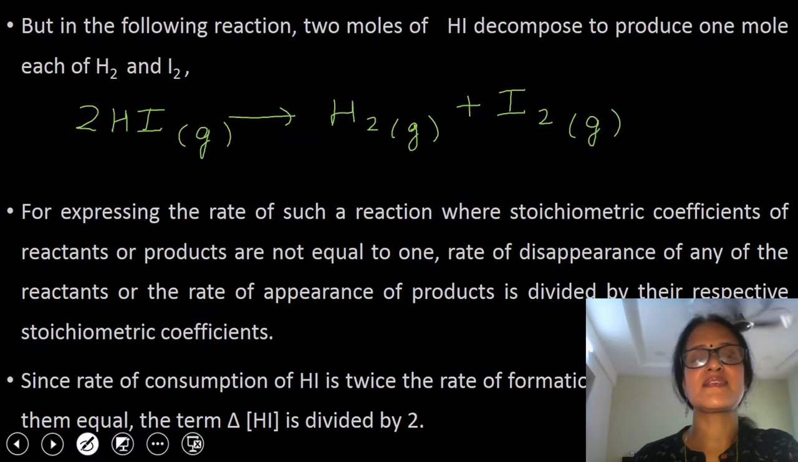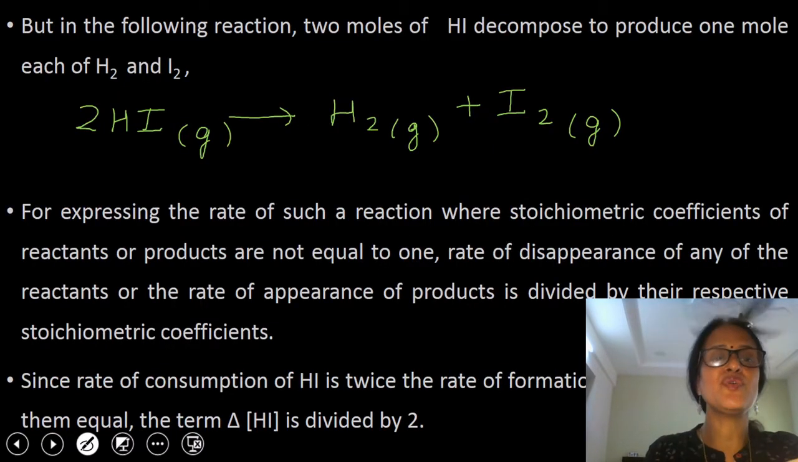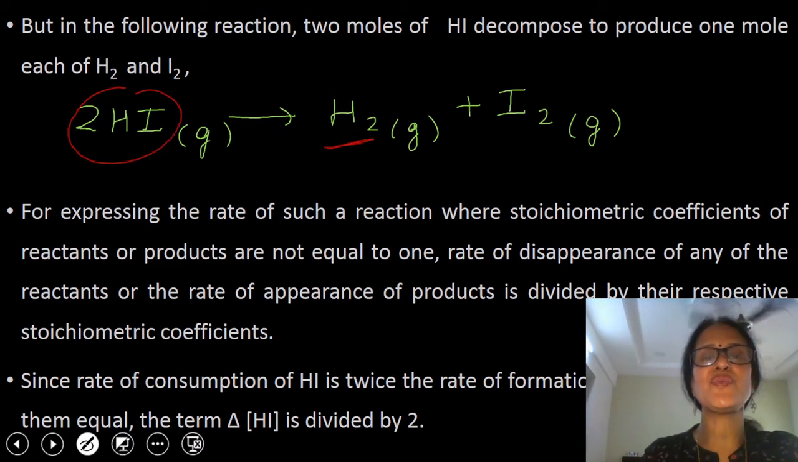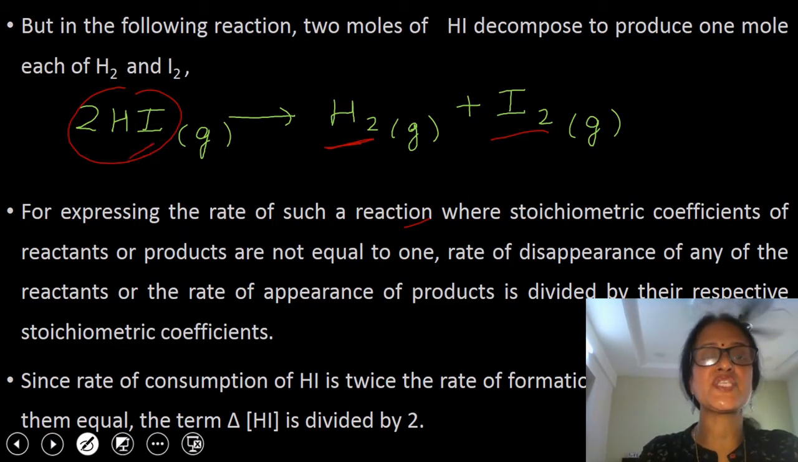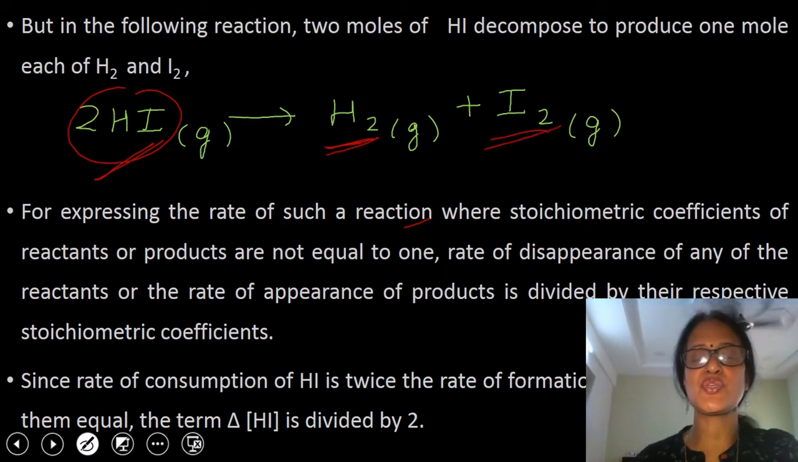So we can say here that rate of disappearance of any of the reactants is the same as the rate of appearance of products. But in the following reaction, where 2 moles of HI decompose to give 1 mole of H2 and 1 mole of I2, for expressing the rate of such reaction where the stoichiometric coefficients of reactants and products are not equal to 1, rate of disappearance of any of the reactants or products is divided by their respective stoichiometric coefficient. So if we look at this reaction, we can see that rate of disappearance of HI is twice the rate of appearance of H2 or rate of appearance of I2.